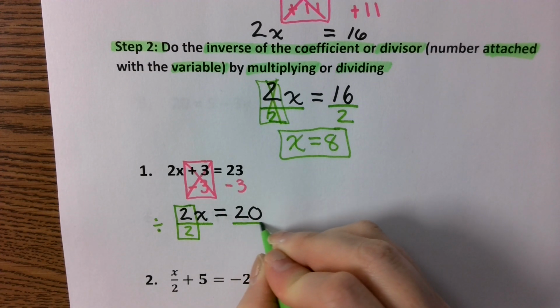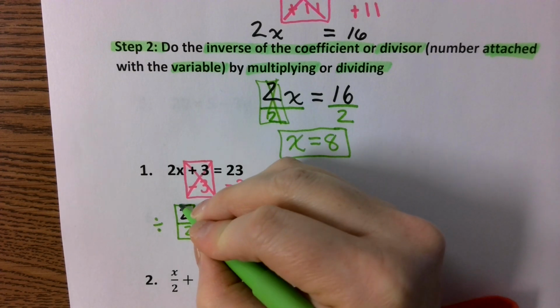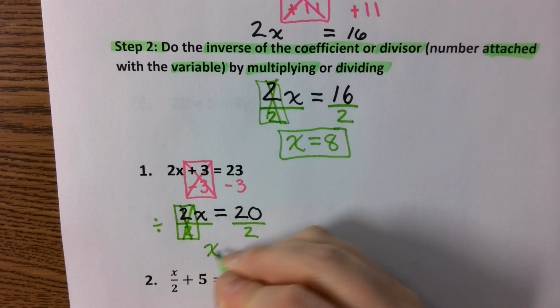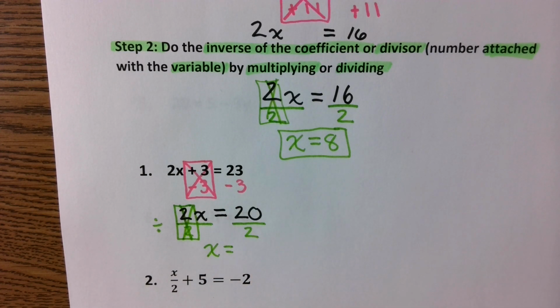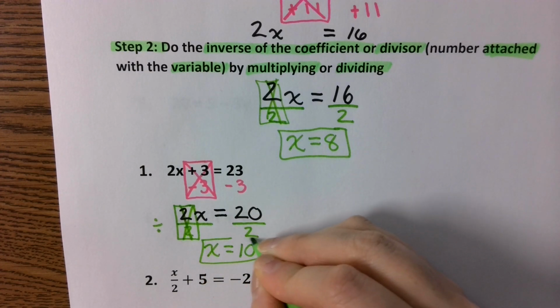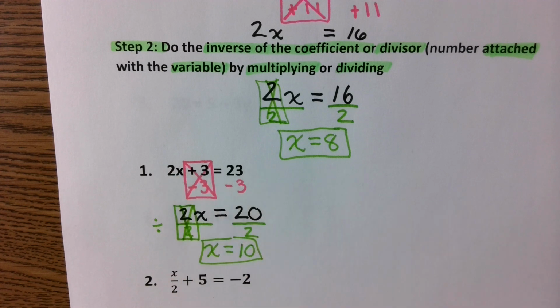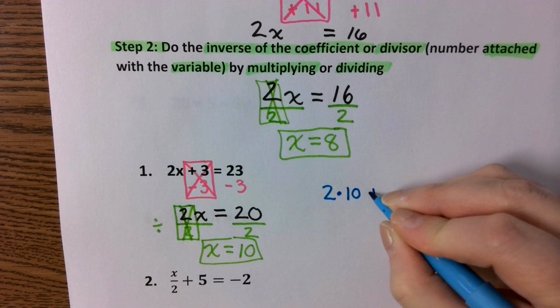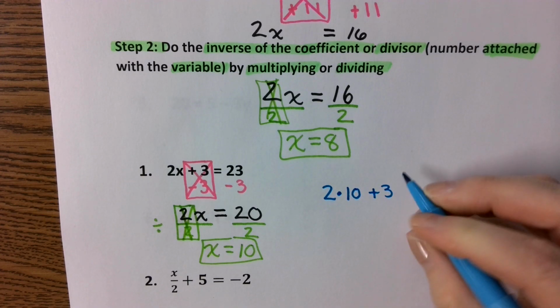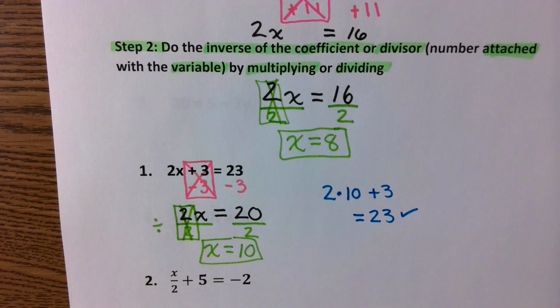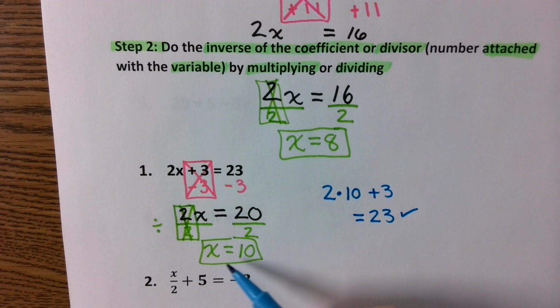So we're going to divide this side by 2 as well. I can box it and cross it. The 2's are gone. X is by itself. And what is 20 divided by 2? 10. And again, you can substitute 10 back in. I'll even show you. You can do 2 times 10 plus 3. 2 times 10 plus 3 is going to equal 23. And that's what we wanted. So x is equal to 10.